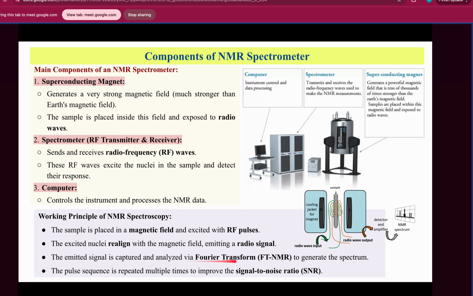A Fourier transformation needs to be performed to generate this spectrum, and this pulse sequence is repeated multiple times so that we can increase the signal to noise ratio, SNR. Generally, to avoid noise, we need to take the measurement again and again, so that we are sure that whatever is coming in the spectrum is not noise. To be confident, we need to perform it multiple times.